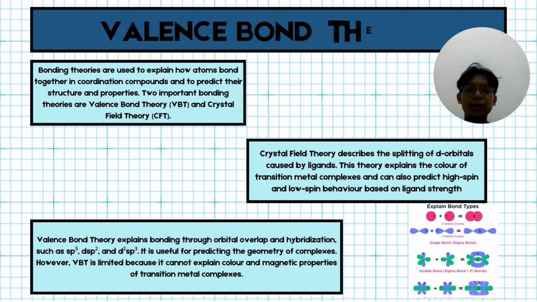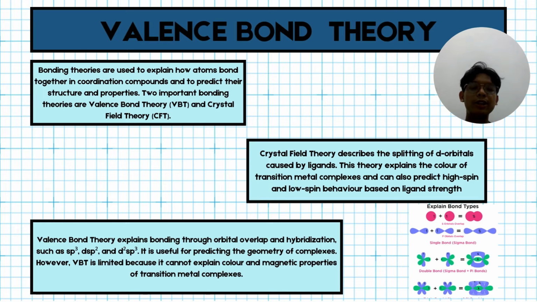I will explain about valence bond theory. Bonding theories are used to explain how atoms bond together in coordination compounds and to predict their structure and properties. Two important bonding theories are valence bond theory and crystal field theory (CFT). Valence bond theory explains bonding through orbital overlap and hybridization, such as sp3, sp2, and d2sp3. It is useful for predicting the geometry of complexes. However, VBT is limited because it cannot explain color and magnetic properties of transition metal complexes. Crystal field theory (CFT) describes the splitting of d orbitals caused by ligands.